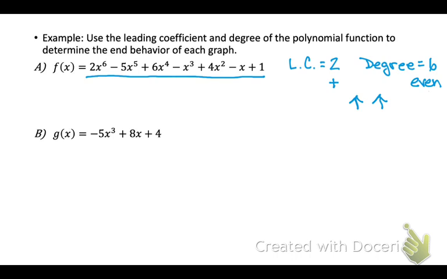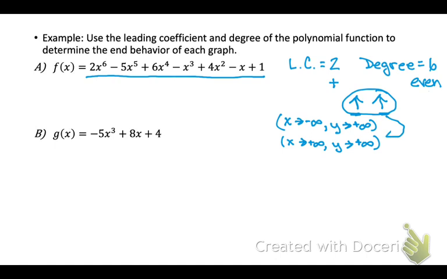So again, I'll write it like the book would write it. As x approaches negative infinity, that's this one. Y is approaching where? Positive infinity. And as x is approaching positive infinity, that's the right-hand side. What's y doing? Positive, it's going up again. The other one was odd that we did. Okay, so again, I'm okay with these arrows, but these arrows say the same thing.